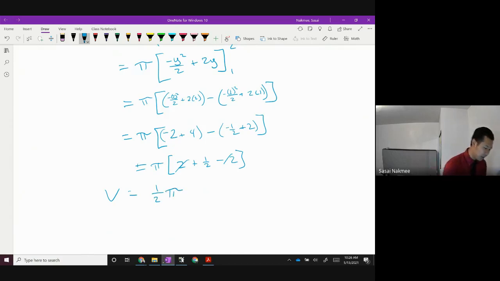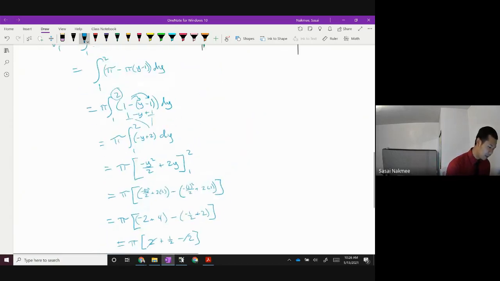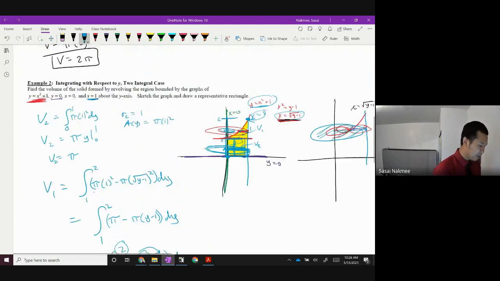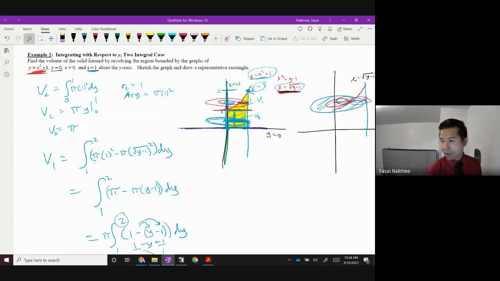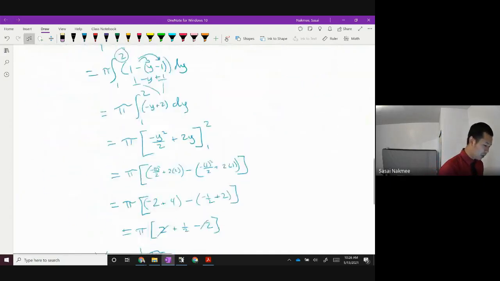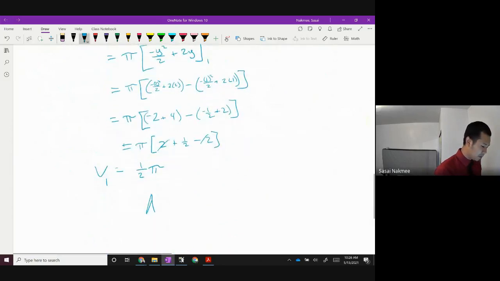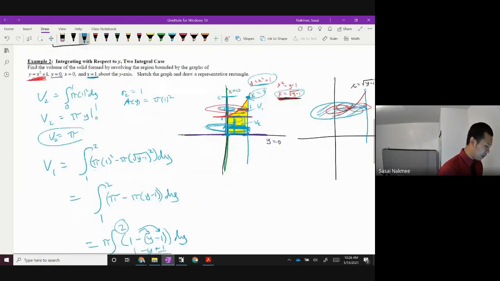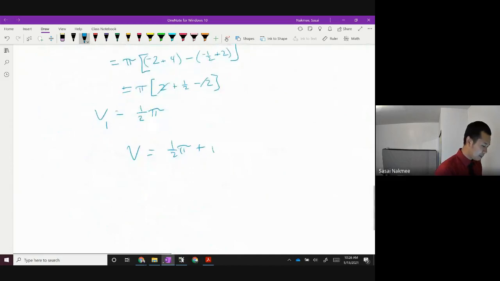Oh, by the way, this is the volume of the first one. So I found the volume of the first one. All I have to do now is add it to the volume of the second one. So the total volume, right? Total volume is equal to 1/2 pi plus what we got earlier with the easier one, which was pi, which means the total volume is just equal to 3 over 2 pi.